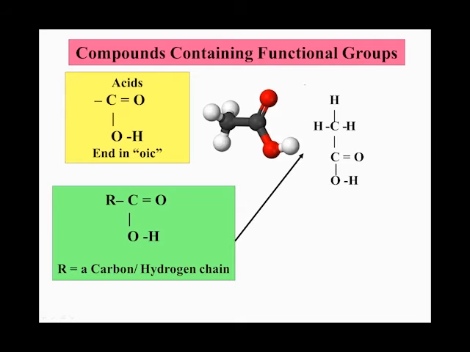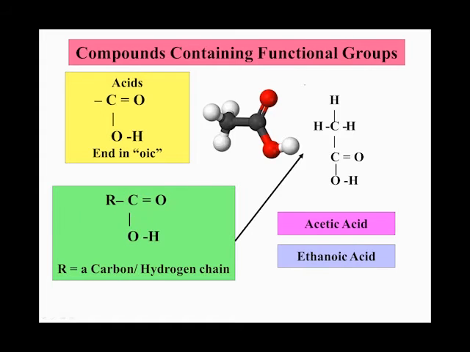Here is the general formula for an acid group on a chain, or in other words, an organic acid. And you might guess already, the systematic name would be ethanoic acid. The more common name, of course, is acetic acid. Ethanoic acid, as I suggested, is the formula and name for vinegar.